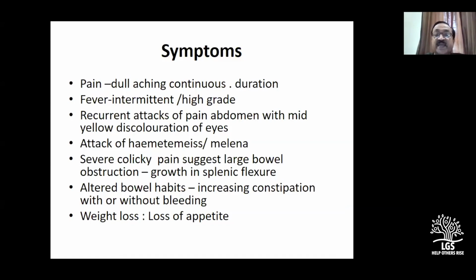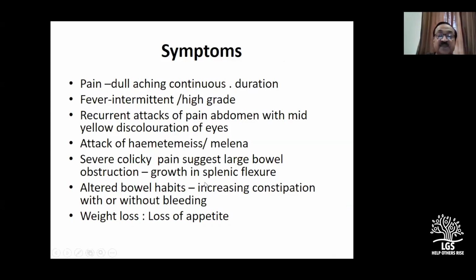So we'll come to your case now. Think that there is a mass in the left hypochondrium. The patient has dull aching continuous pain, which obviously means it's a solid organ enlargement. That should be the spleen, because if it's a hollow viscus you will have more of a colicky pain. I have written here, you see, recurrent attacks of severe colicky pain suggests large bowel obstruction. Especially splenic flexure masses are known for producing large bowel obstruction.